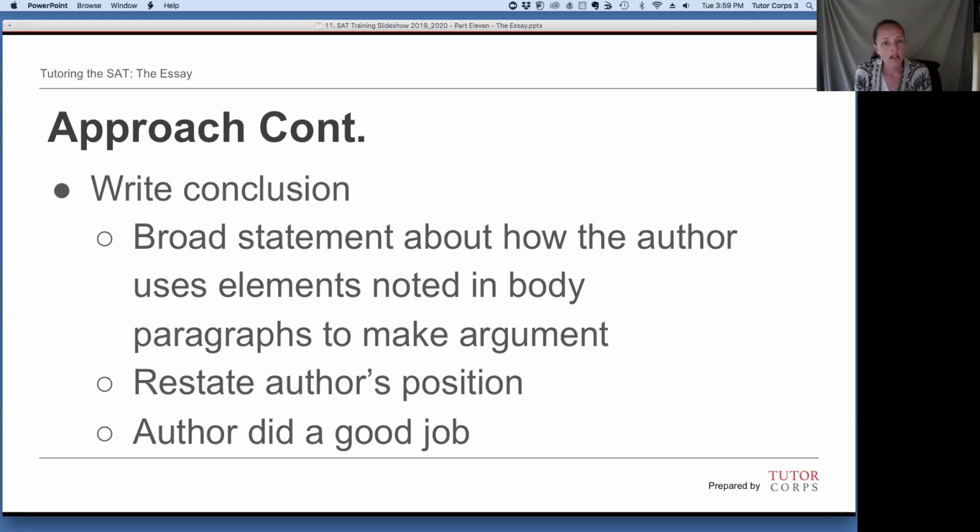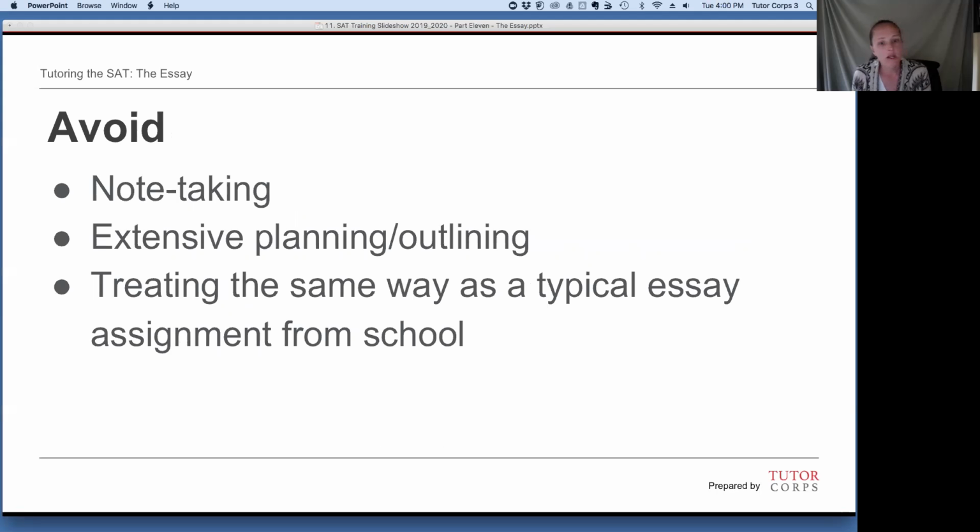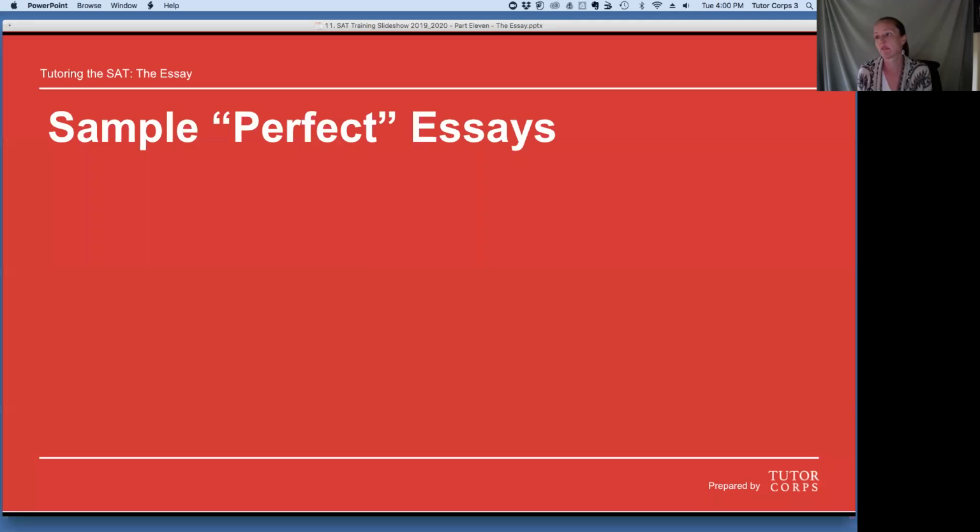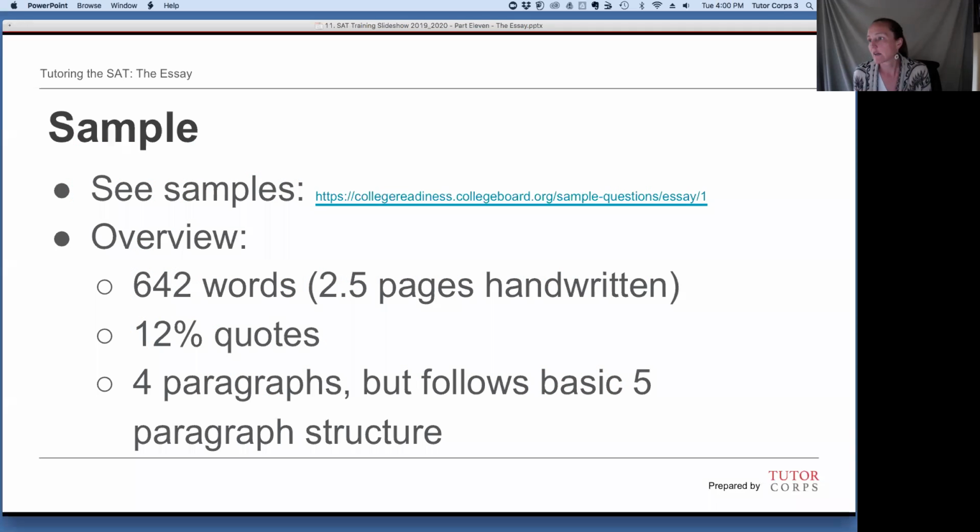So again, students should really avoid treating the essay as they might any other from school. They don't want to waste time taking extensive notes or writing extensive outlines. As long as they know the general formula, they should be able to spend the majority of that 50 minutes writing. It's helpful to check out the sample perfect or high scoring essays, which are available on the SAT College Board website. I'll go through a really quick summary of what these look like in the next few slides.